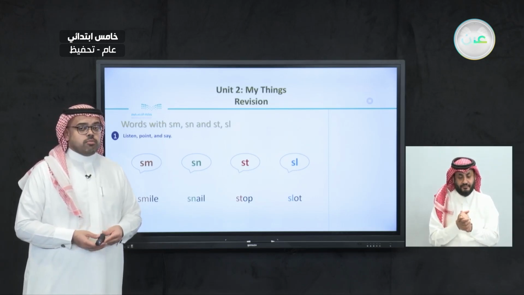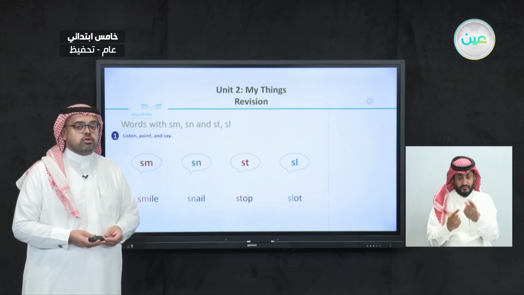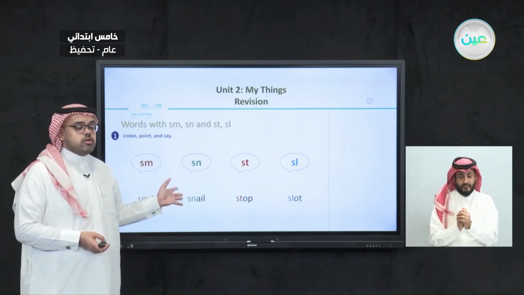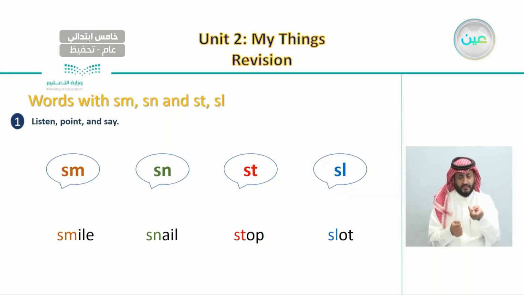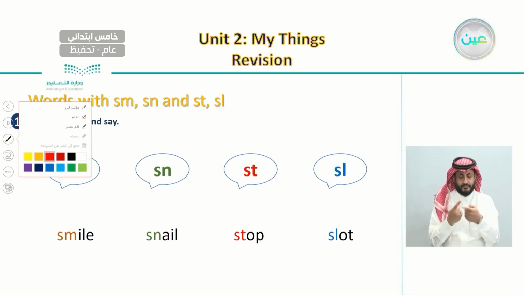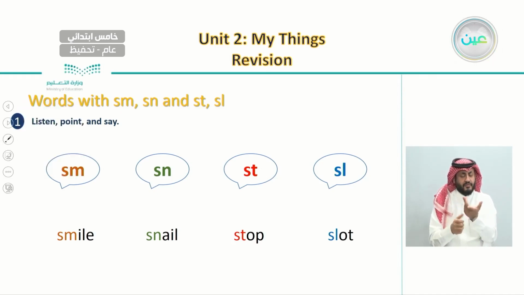So the first example of these words that we have here for today is these four words. So let's try to practice them again one more time, and then we can go on to the next exercise. In the first exercise, we're going to listen, point, and say these words. Let's start with the first one. The first word we have here that starts with S and M is smile.